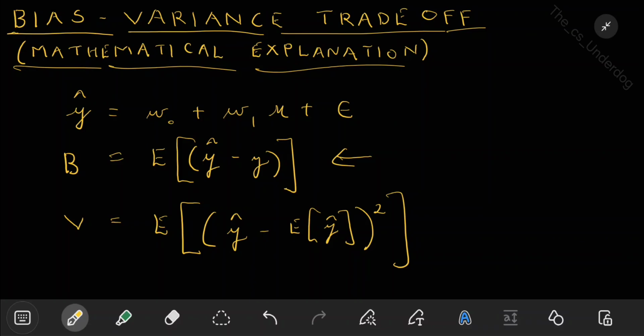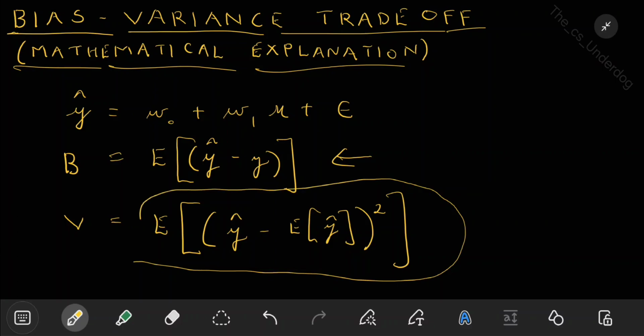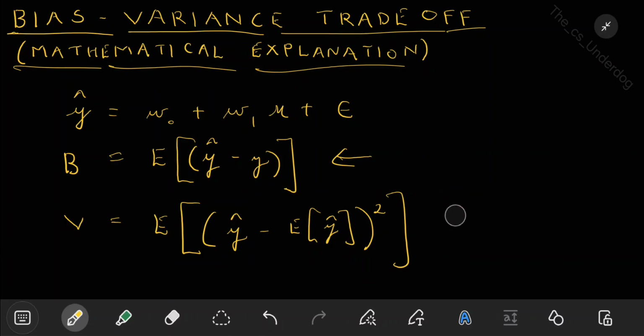So in order to reduce variance, you have to reduce this term, which is expectation of (y cap minus expectation of y cap) the whole square. This is the formula for variance. You had seen this previously as well. And for bias, it is expectation of y cap minus y. Next thing is irreducible error.